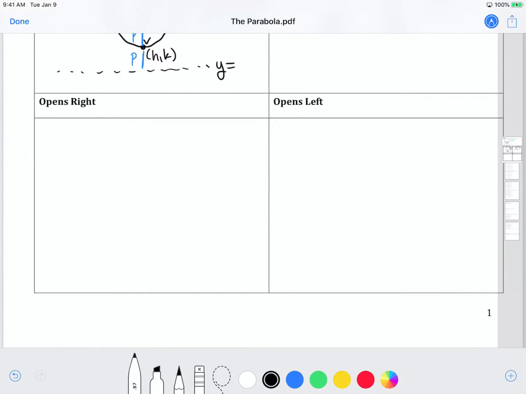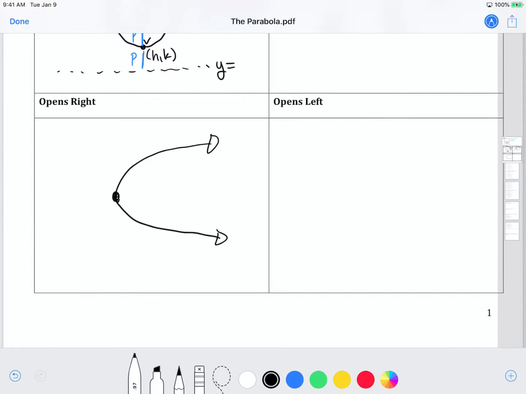Now, if your parabola opens to the right, then this is no longer a function because it fails the vertical line test. So some parabolas are functions, and that's when they open up or down, and that's when it's considered a quadratic function. If it opens left or right, then it's not a function and it's just considered a parabola.